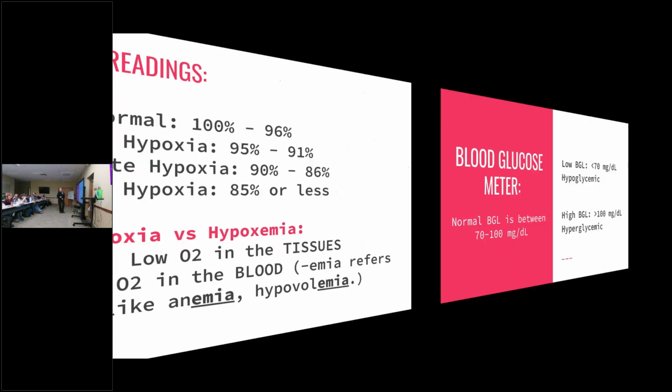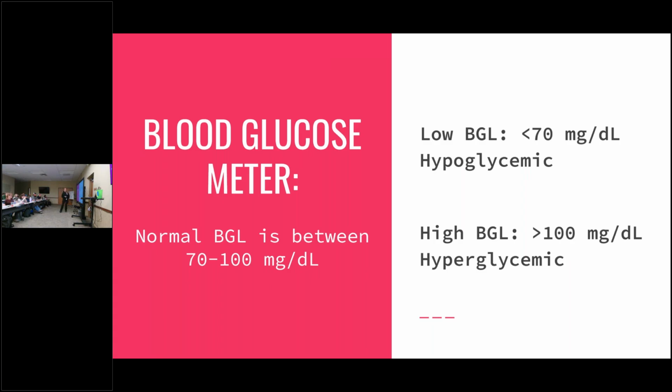Okay, next, blood glucose. A normal blood glucose level is between 70 to 100 milligrams per deciliter. Low BGL is less than 70, and they would be hypoglycemic in that case. And a high BGL is greater than 100, and they would be hyperglycemic.